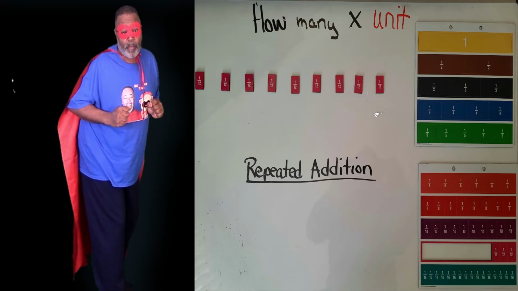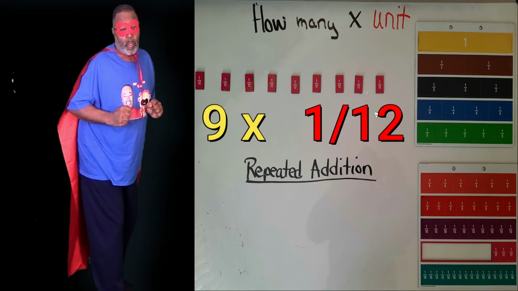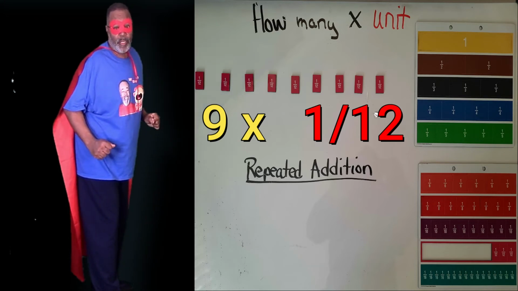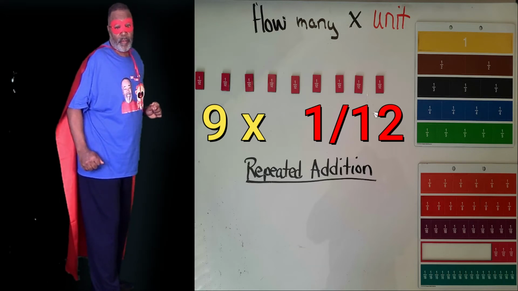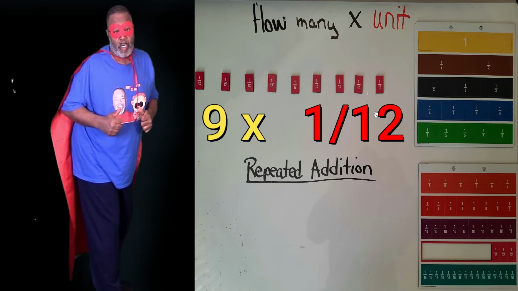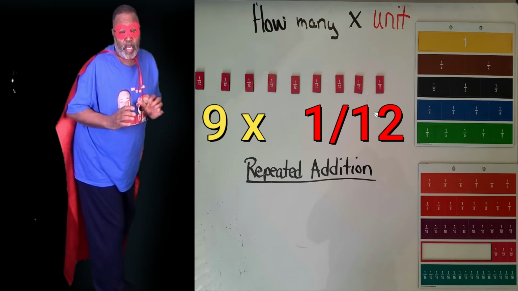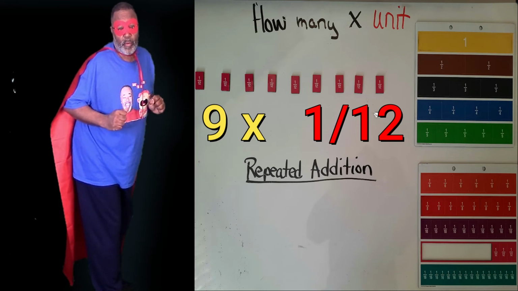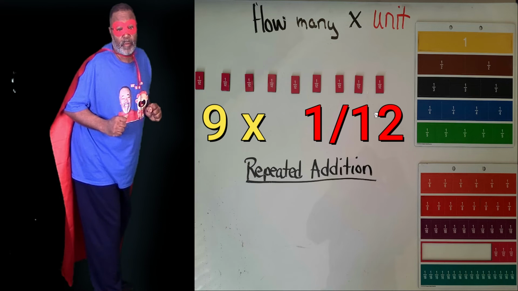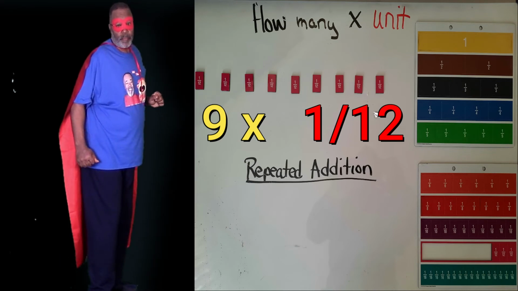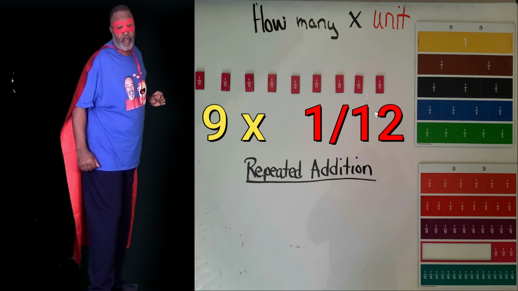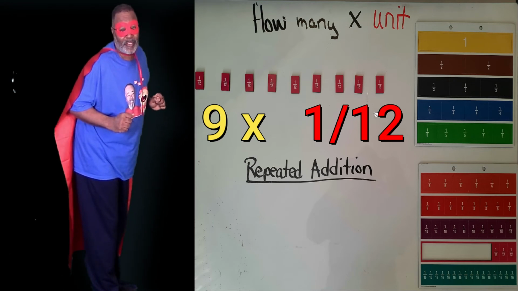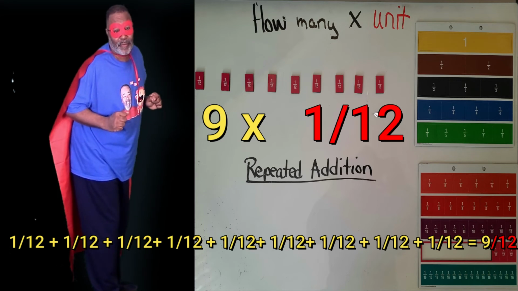So what would be my multiplication? 9 times my unit, which is 1/12. Very good. Now, let's figure out the repeated addition for this problem. All right? What number is being repeated? The 1/12. How many times? 9 times. So let's count by 1/12 9 times. Ready?